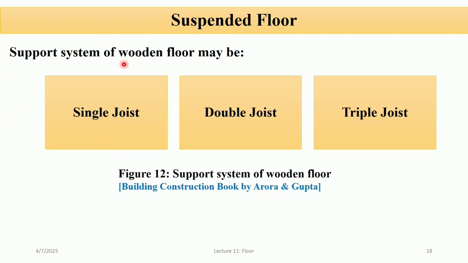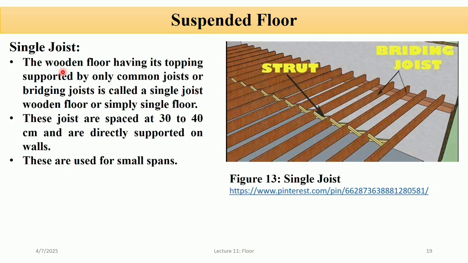So the support system of a wooden floor may be single joist, double joist, or triple joist. In a single joist, the wooden floor having its topping supported by only common joists or bridging joists is called a single joist. So these are the bridging joists. These joists are spaced 30 to 40 centimeters and are directly supported on the walls. You can see in this figure, these are the struts. So it's suitable for small spans.